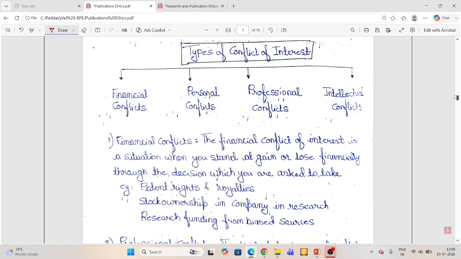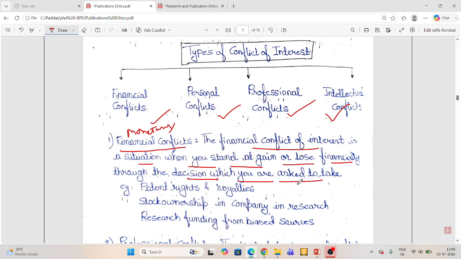Okay, let's understand financial conflict, personal conflict, professional and intellectual conflict in detail. So financial conflict: financial is monetary. Anything which is related to money is financial. So a financial conflict of interest is a situation when you stand to gain or lose financially through the decision which you are asked to take, like patent rights, royalties.